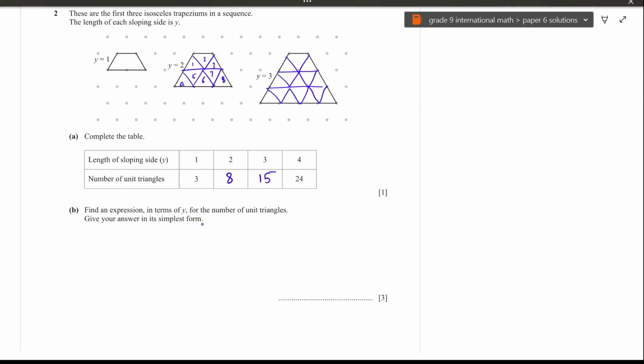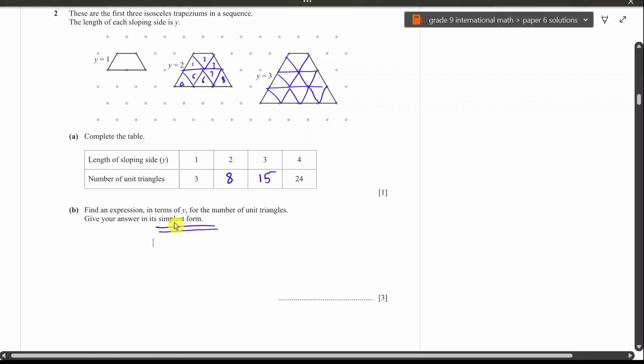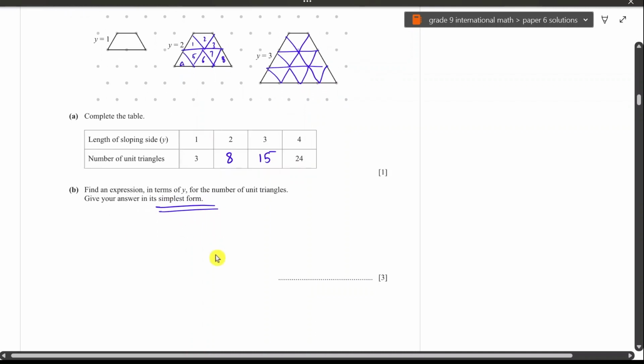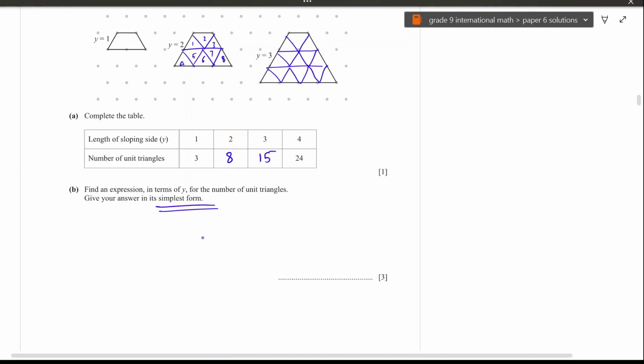The next question: find an expression in terms of y for the number of unit triangles. Give your answer in the simplest form. This is very important. Do not forget to write it in simplest form. So what is y? y is the length of the sloping side. If the length of the sloping side is 1, there are 3 unit triangles. If it's 2, I can see a pattern here. This is 4 minus 1, this is 9 minus 1, this is 16 minus 1, 25 minus 1. So it's 1 less than a perfect square.